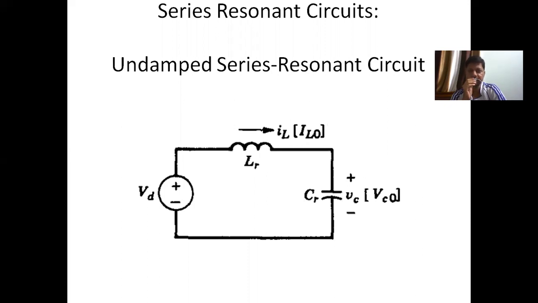In series resonant circuits, the first circuit that we will see is the undamped series resonant circuit, which you can see on the screen. Herein we have a DC voltage source Vd and a resonant circuit consisting of LR and CR connected in series. The inductor current is IL and the initial value of the inductor current is IL0. The capacitor voltage is Vc, wherein the initial capacitor voltage is Vc0.